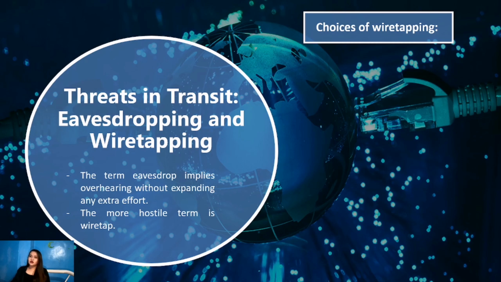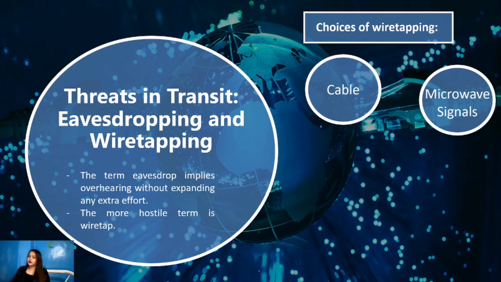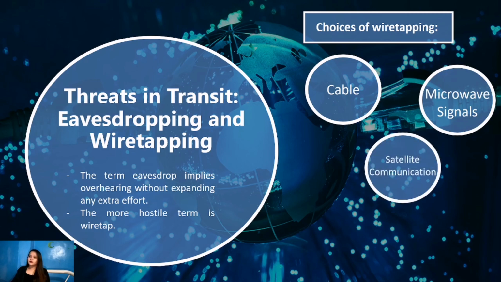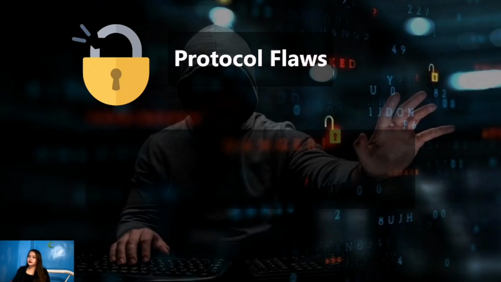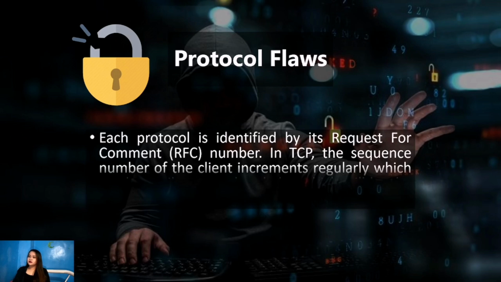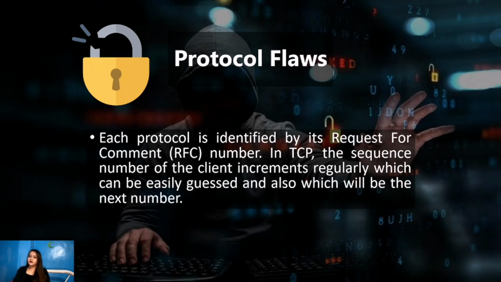The choices of wiretapping are cable, microwave signals, satellite communications, optical fiber, and wireless network. Next is the protocol flaws. Each protocol is identified by its request for comment number.